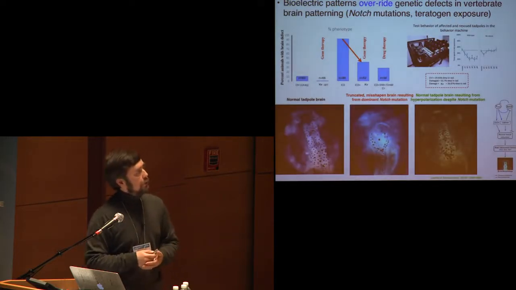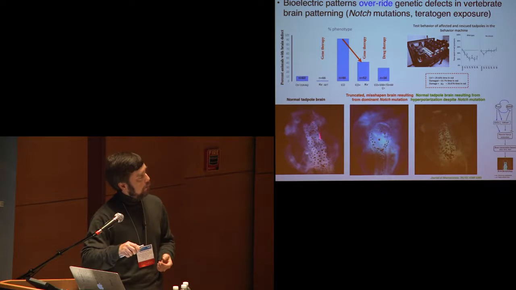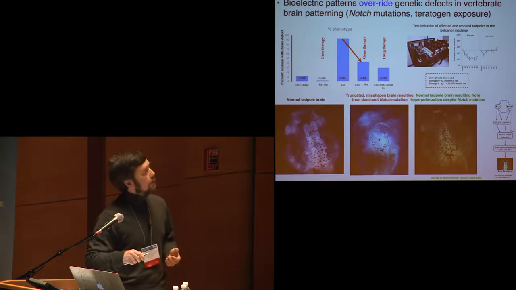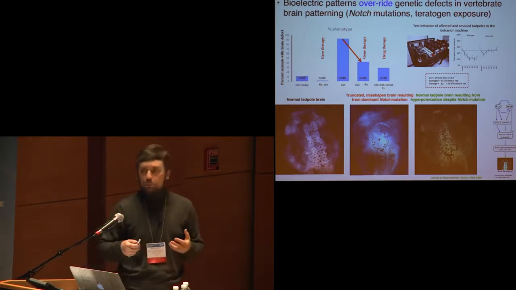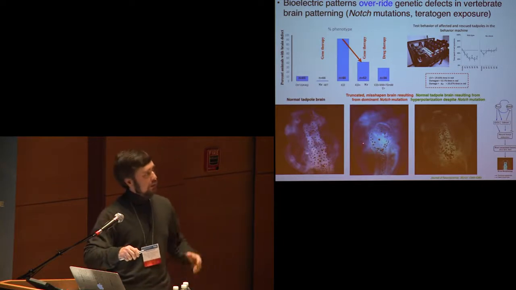Another example of restoring pattern, and this is the work of Vaibhav Pai, a postdoc in my lab. This is a normal tadpole brain. You see here forebrain, midbrain, hindbrain. If you treat this animal with teratogens, or else you introduce a mutation in a gene called Notch, which is a really important neurogenesis gene, the brain is completely disrupted. Basically you can see here total loss of structure. Forebrain is almost gone, midbrain is a mess, and so on.